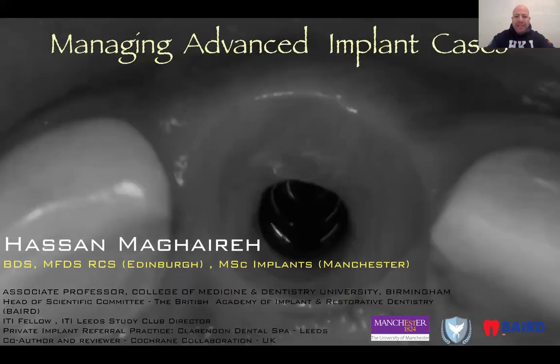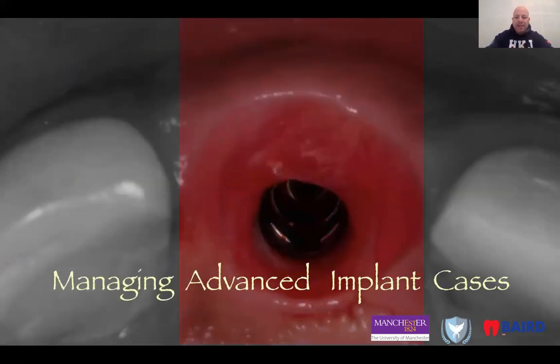And when we talk about advanced cases, according to the ITI classification, we have simple cases, which do not require any bone management or soft tissue management, and patient expectations are very low. And then we have advanced cases, and usually these are cases in the anterior region. And we've got complex cases such as full arch restorations and etc. So for today, in this lecture, we're going to focus on cases in the anterior region. Hence, we're talking about advanced implant cases.